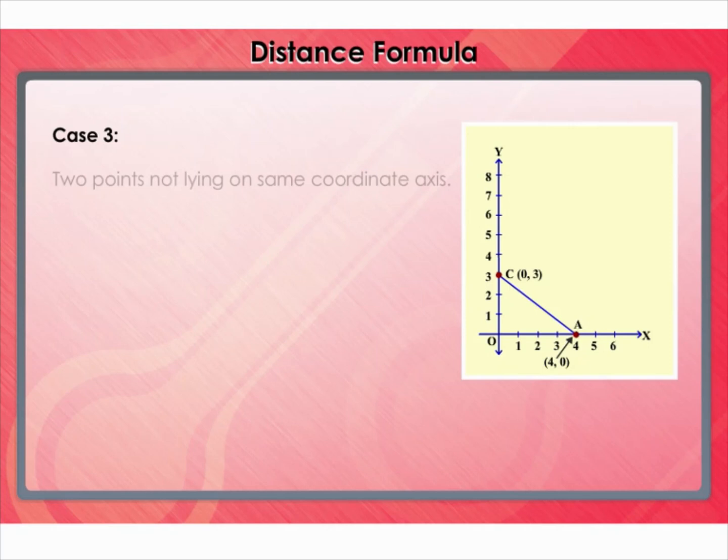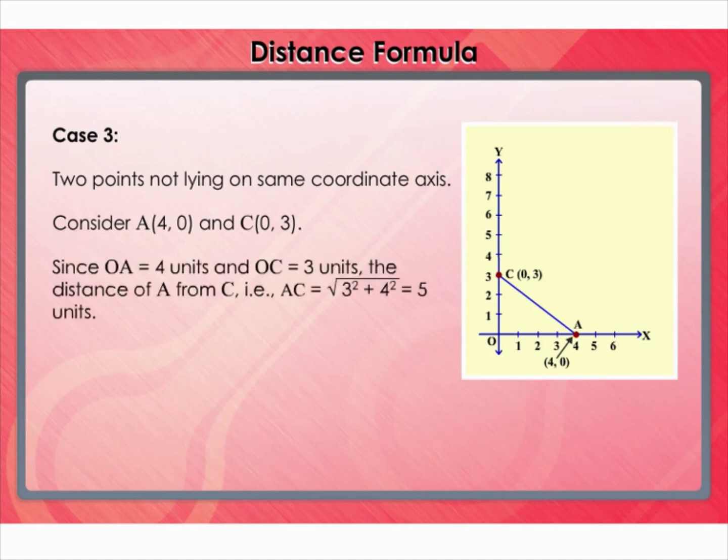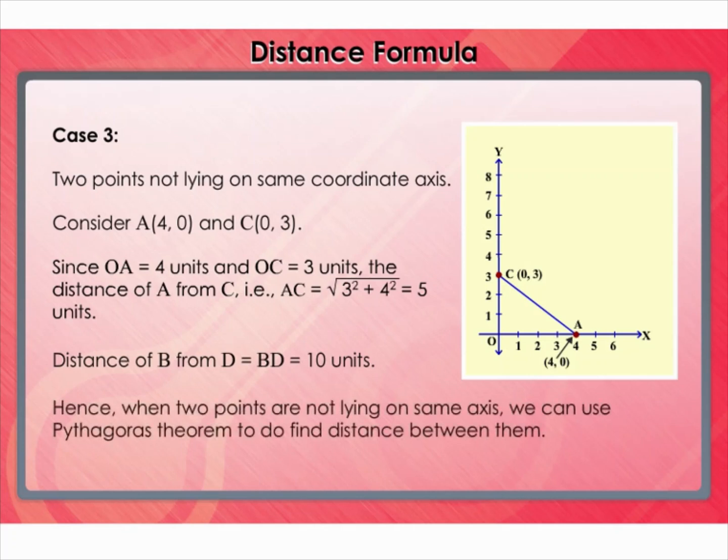Case 3. 2 points not lying on the same coordinate axis. Consider A(4, 0) and C(0, 3). Since OA is equal to 4 units and OC is equal to 3 units, the distance of A from C, that is AC, is equal to root of 3 square plus 4 square, that's equal to 5 units. Similarly, you can find the distance of B from D, BD, is equal to 10 units. Hence, when 2 points are not lying on the same axis, we can use the Pythagoras theorem to find the distance between them.